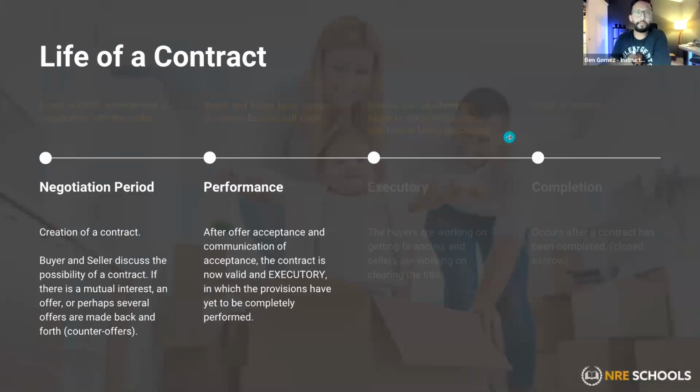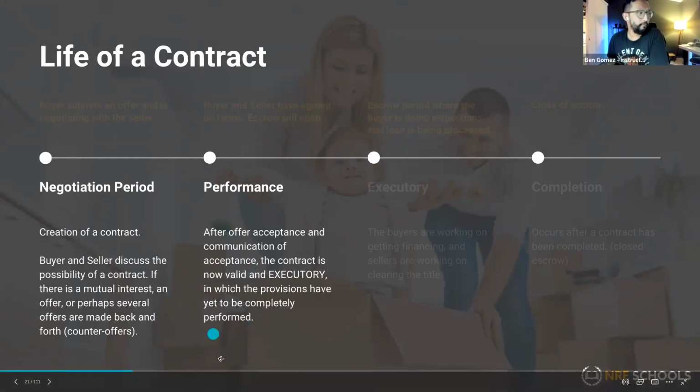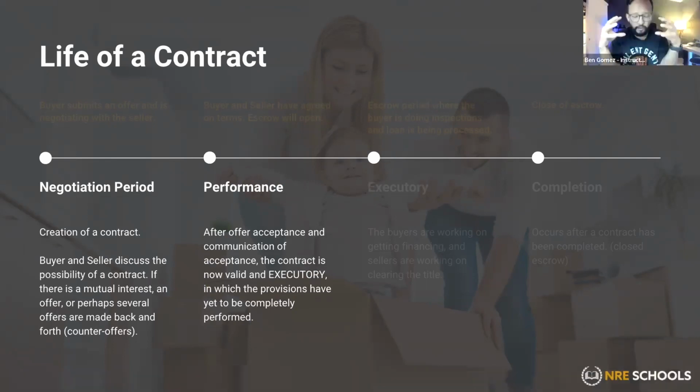So let's assume you are the buyers and our offer is accepted. Carla agrees to sell the property to you for $500,000. It's now the performance period. So now we have an agreement that says I want to buy your house and you agree to sell your house. We're going to close in 30 days. After offer acceptance and communication of acceptance, the contract is now valid and executory. I can't even say this word, executory.